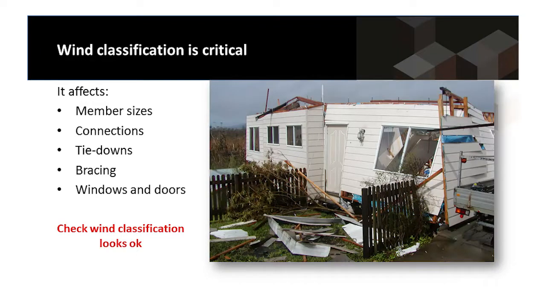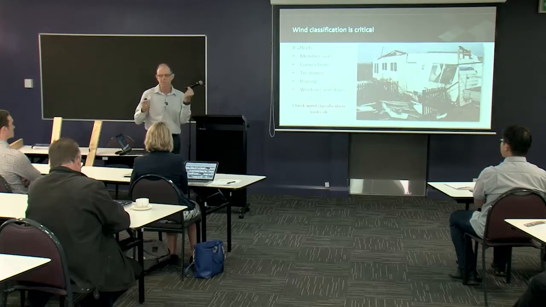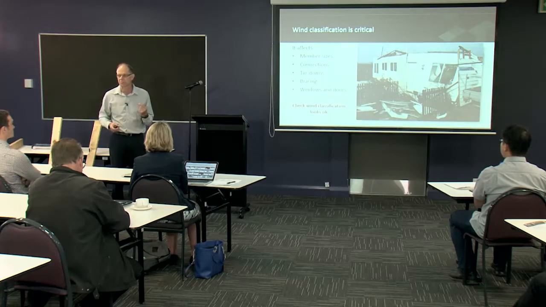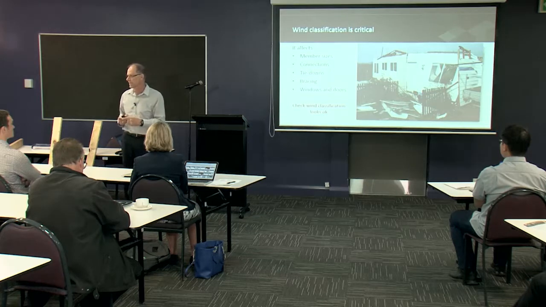Wind classification is where I'm starting. Here is a house that obviously has a problem. Wind classification is vital to the performance of any members in a building. It affects the member sizes, it affects the connections between the members, it affects the tie downs, it affects the bracing. Nearly everything that we put into the structure is affected by wind classification, and it needs to be very clearly shown on the plans. It is a foundation stone of our design of the structure.